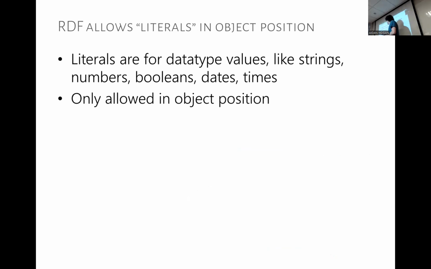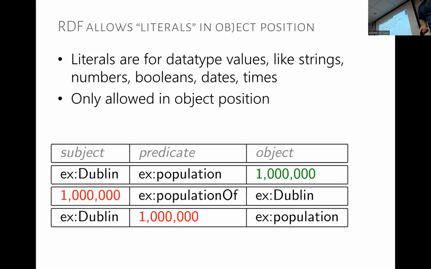This is a big debate. They're only allowed in object position. Later, a lot of people argued that no, they should be allowed in the subject as well. Why are they relegated to only being objects? The idea is that they're kind of the value of properties. They're not really the thing you talk about so much, but there's actually some debate about that. But in the RDF 1.1 version, they're only allowed in the object position.